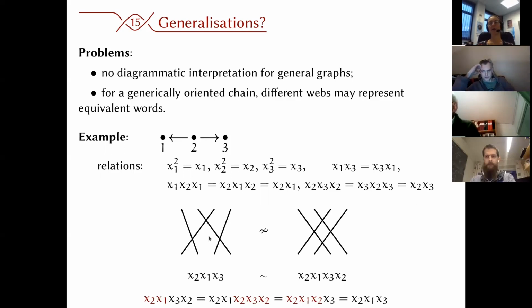And you can look at these two webs. So these are clearly webs. You don't have any bigons or triangles. They're clearly not equivalent because, for example, the corresponding permutations are different.